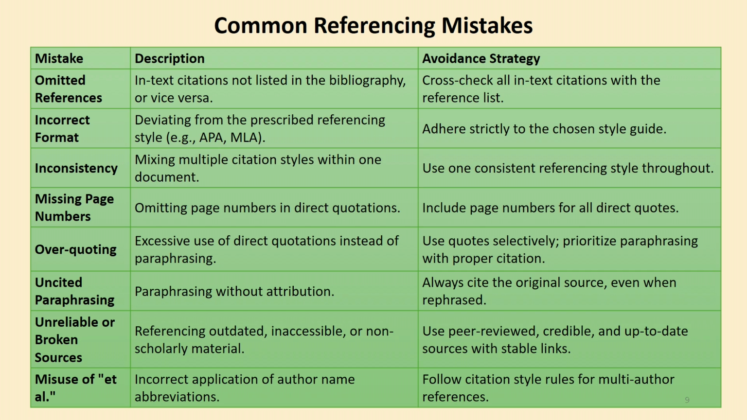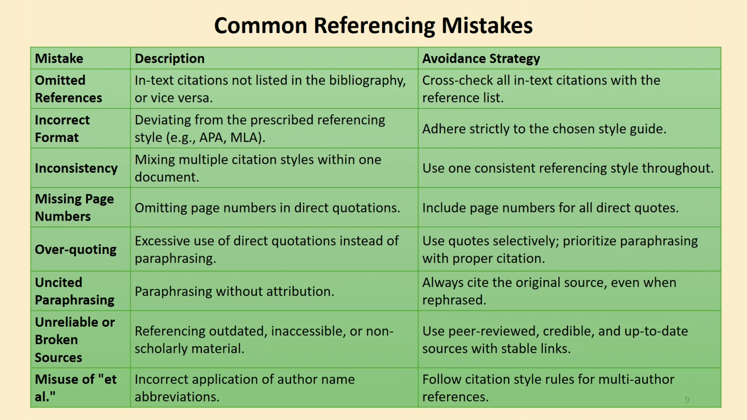Uncited paraphrasing. A very serious, very important, very problematic mistake in referencing. Paraphrasing without attribution. Always cite the original source even when rephrased. You have to cite, and that is where the role of a researcher becomes very important in terms of ethical consideration. If you are not citing the original source, you are going to come under the category of plagiarism.